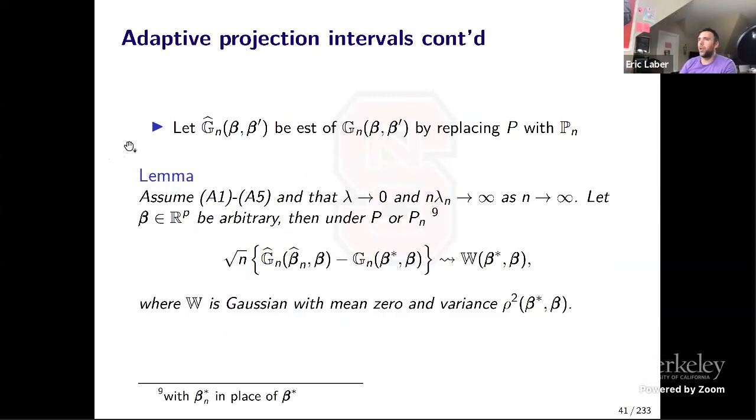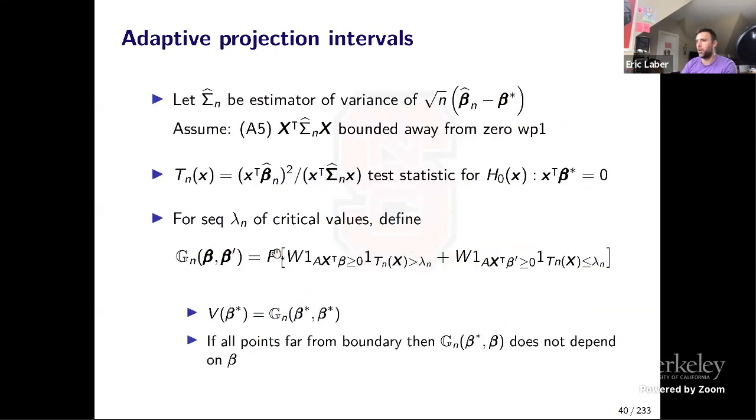Okay, so now we have this quantity that's indexed by beta and beta prime. Let G hat be the version of this you would get if you put an empirical expectation here, so just average over the data.